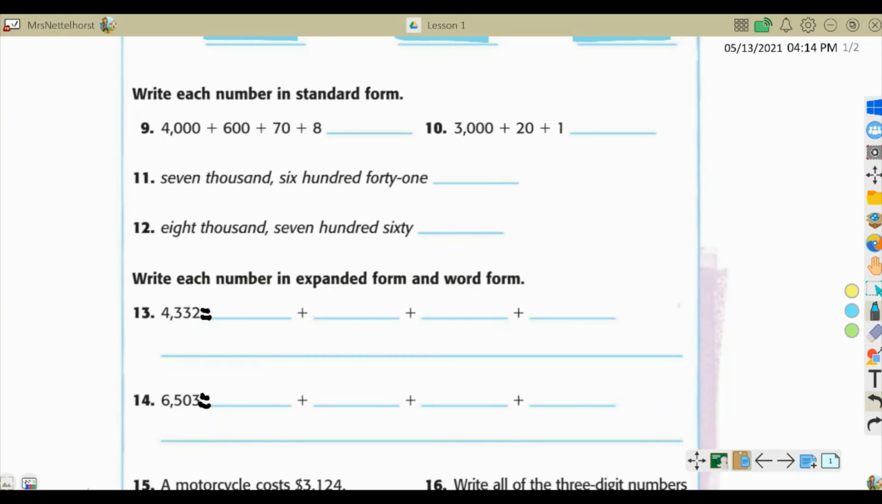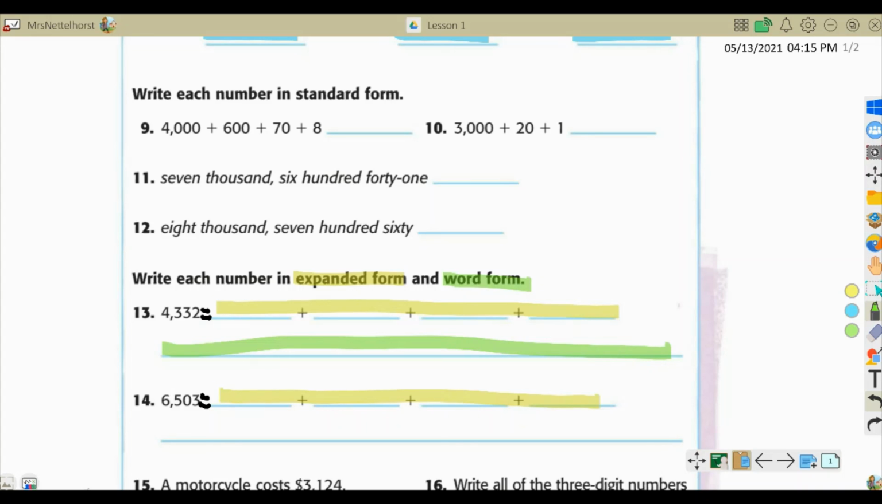Okay, so let me make sure you understand that. You're doing expanded form. That goes here and here. And then your word form, writing it out in words, goes here and here.